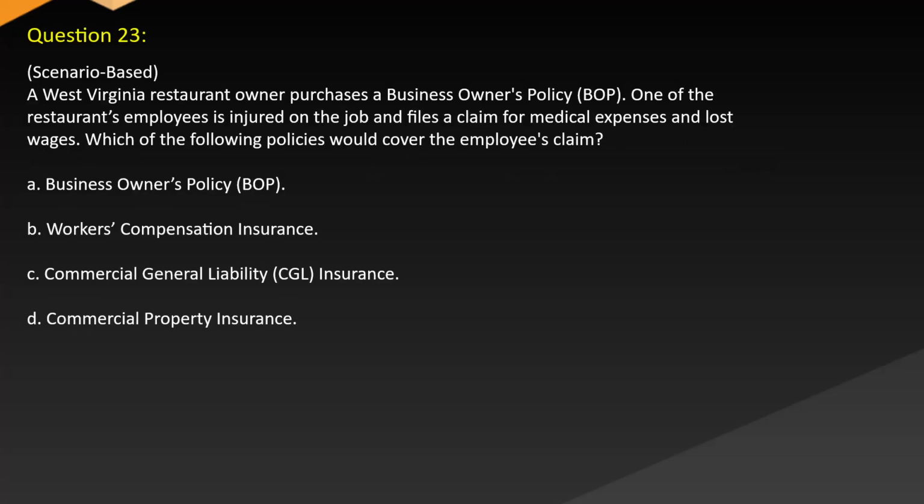Question 23. Scenario-based. A West Virginia restaurant owner purchases a business owner's policy (BOP). One of the restaurant's employees is injured on the job and files a claim for medical expenses and lost wages. Which of the following policies would cover the employee's claim? A. Business owner's policy (BOP). B. Workers' compensation insurance. C. Commercial general liability (CGL) insurance. D. Commercial property insurance.